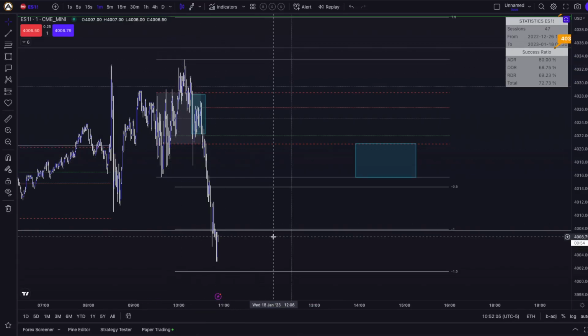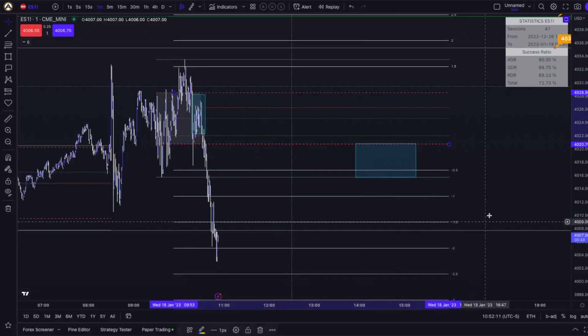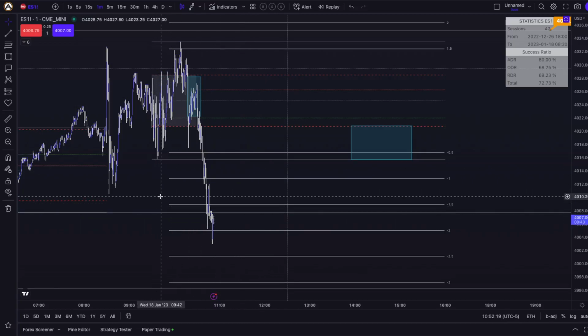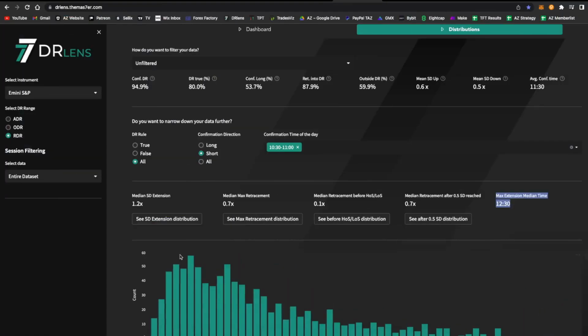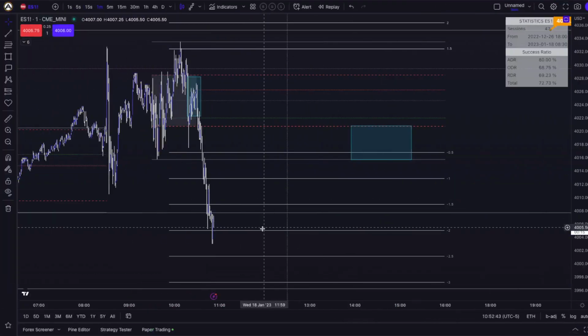Come on, where's my fib? There. According to that, we already hit a -2.25 standard deviation after the confirmation long. That's pretty much double what we should have reached according to the data after a short confirmation. Let's assume the DR rule holds true for today, so we're not going to break the DR high today. We should be looking at a median standard deviation to the downside of 1.5 by 1:50 p.m. Well, that's quite some time away from now.